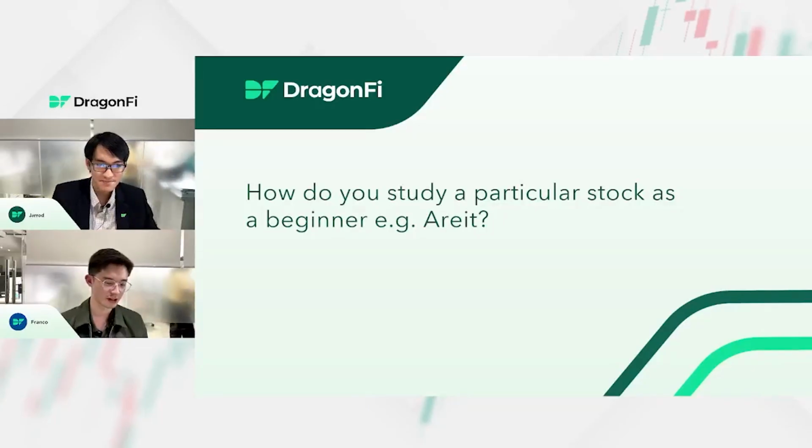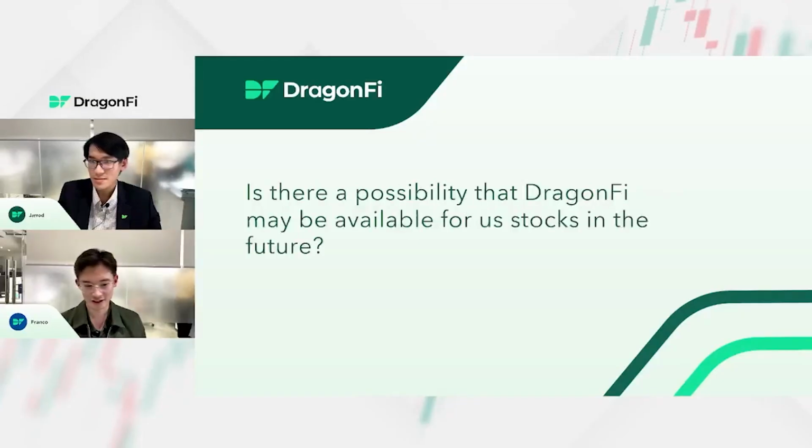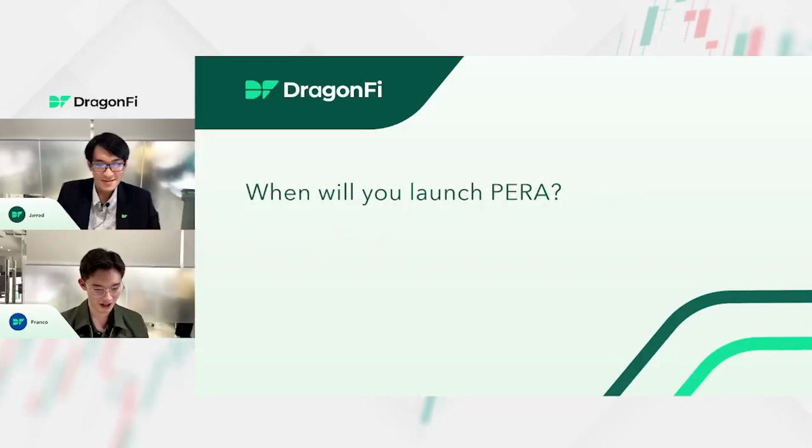All right. The next question is, is there a possibility that Dragonfly may be available for US stocks in the future? So the question is about US stocks being available in Dragonfly. We'll just say yes. That's all we can say. All right, next question. When will you launch Pera? We'll be launching Pera sometime middle of the year. So stay tuned for that.